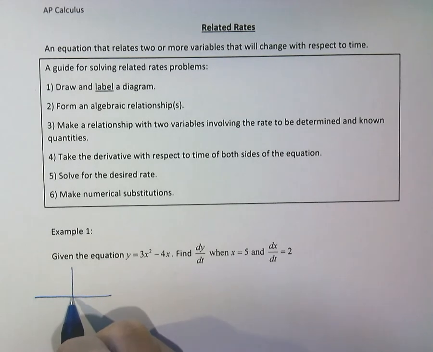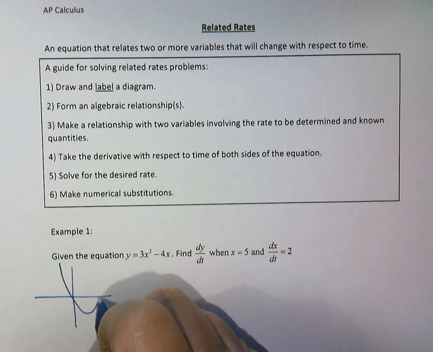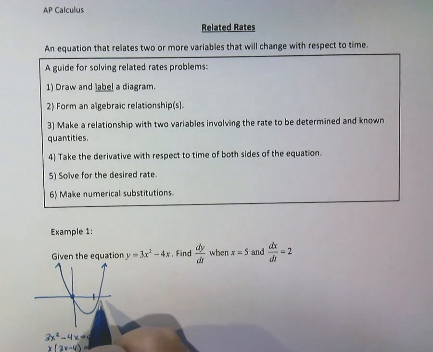3x squared minus 4x is going to look like this. I know it's going to pass through (0, 0). Let me show you where I get that. So x equals 0 and x equals 4/3. So if this is 1, this would be 4/3. And I don't need that right now. I'm just relating that to information that you're already aware of from Algebra 1, Algebra 2, Math Analysis.